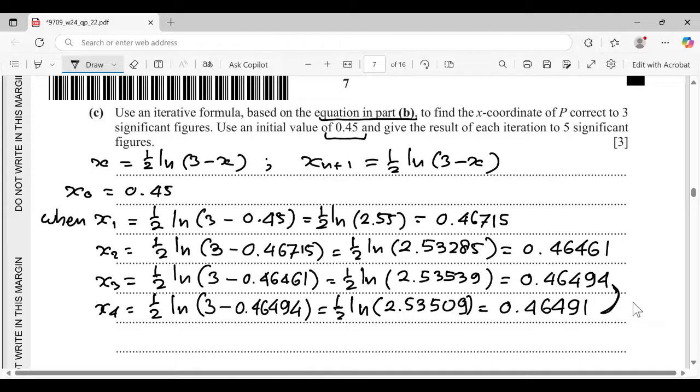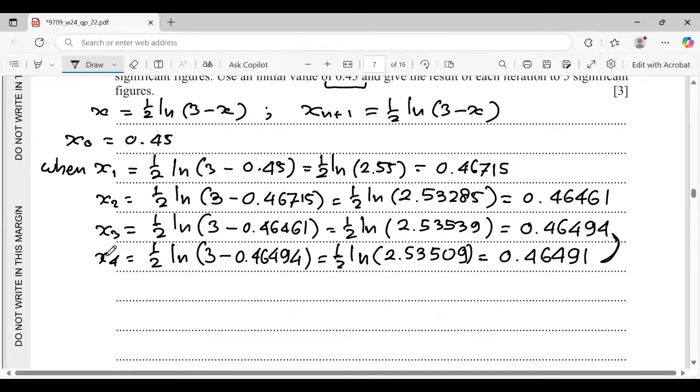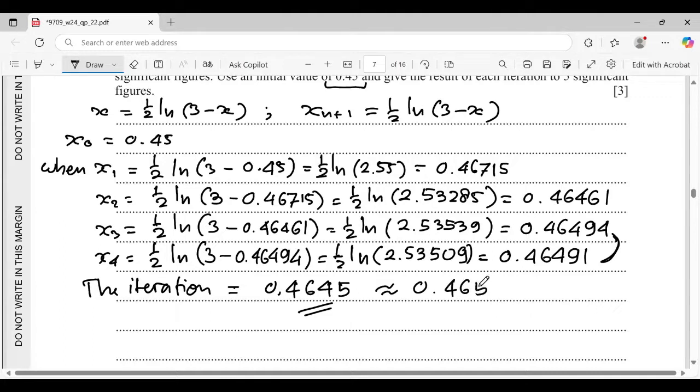The difference is 0.00003. So it means we can determine the iteration stabilizes. The iteration stabilizes at 0.4645. Okay, so it becomes 5. So this is the iteration. Or, if three significant figures, you can write 0.465.